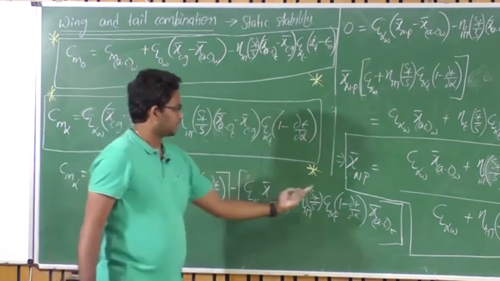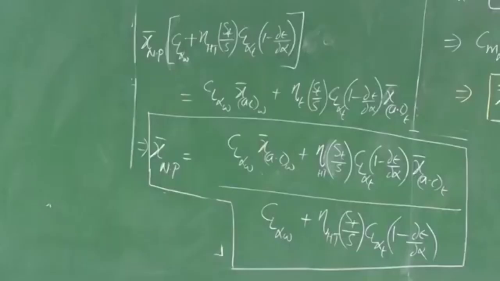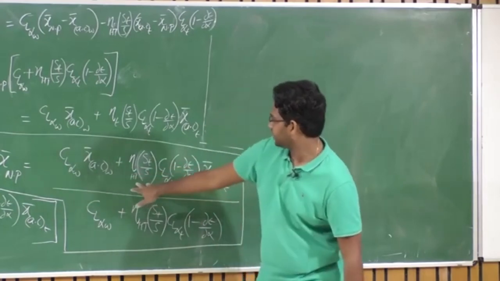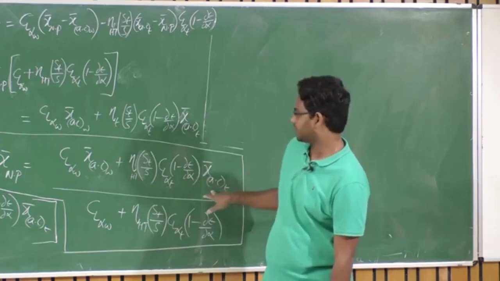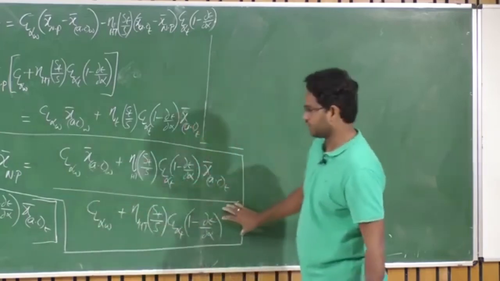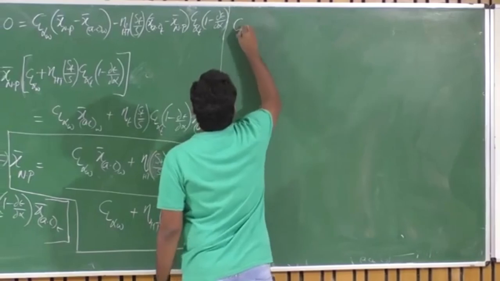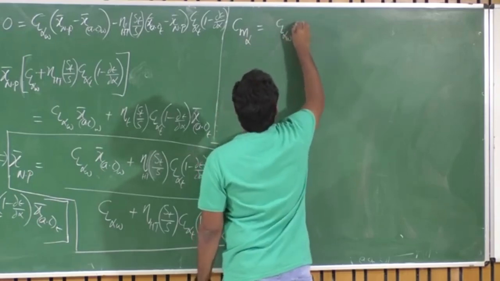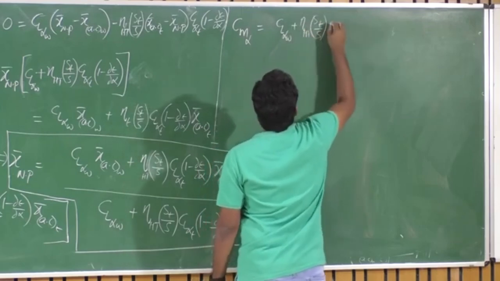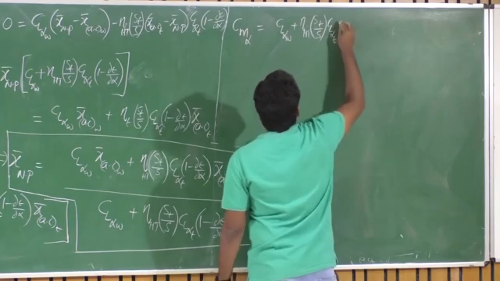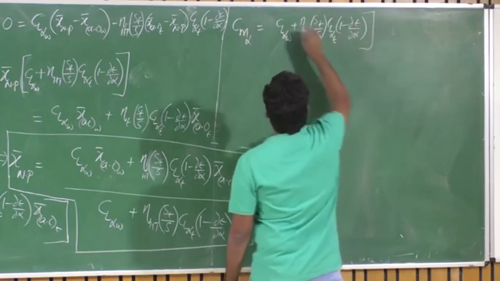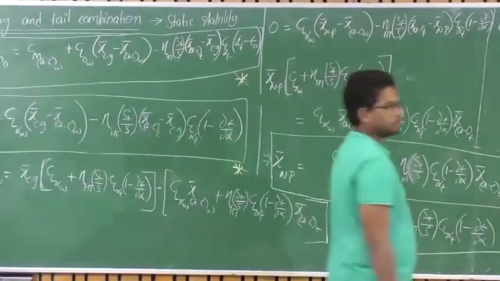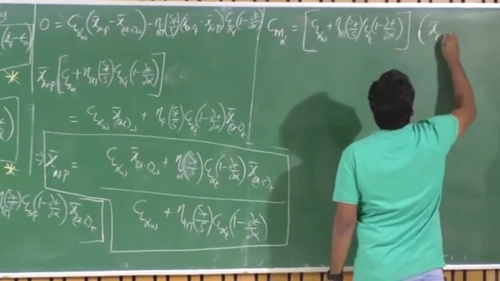Can I write this expression as X bar NP multiplied by this particular factor? Okay, so from this expression, this particular term is CL alpha times XAC of wing plus eta HT ST upon S CL alpha of tail, 1 minus dou epsilon by dou alpha, multiplied by XAC of tail. So this expression I can replace by XNP times the denominator here, right? So what I have is Cm alpha of the aircraft is equal to CL alpha of wing plus eta of horizontal tail ST upon S times CL alpha of tail times 1 minus dou epsilon by dou alpha. Is that what this denominator is, right? And you have the same terms here, so I am taking that common, multiplied by X bar CG minus X bar NP.